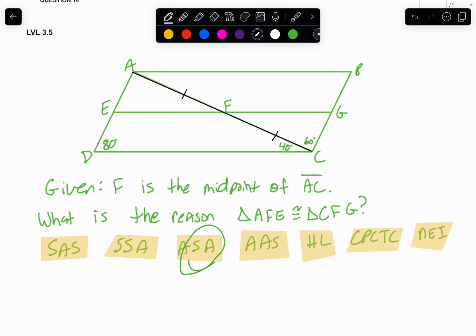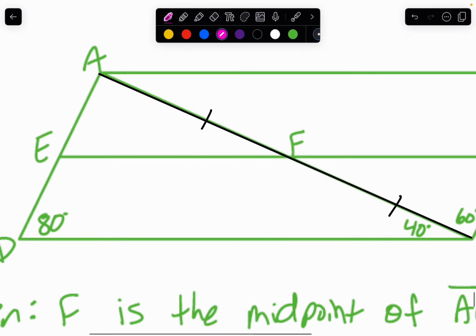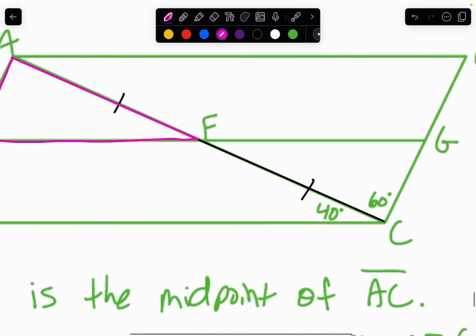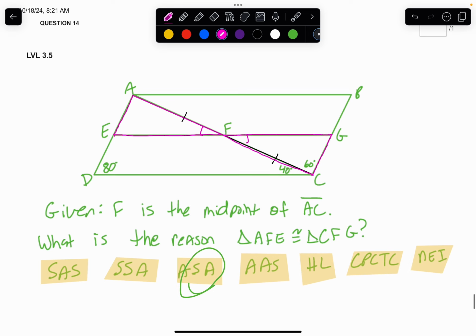What is the reason AFE is congruent to CFG? So there's a lot going on in this picture. I'm going to go ahead and trace those triangles. This is AFE, and this is the other triangle, FGC. Well, they have vertical angles here, so I'm going to mark those. That's really all we got.